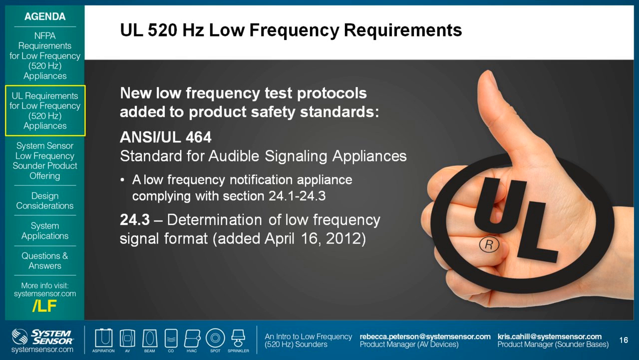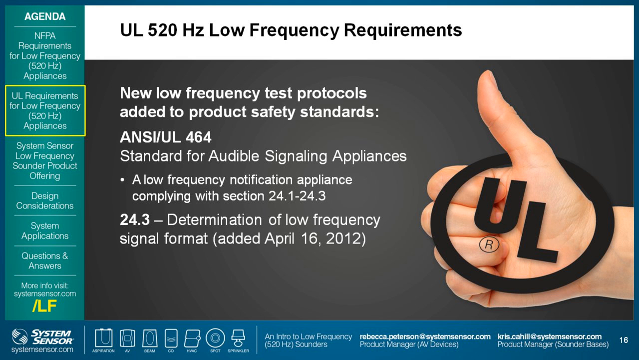So what they did is they added Section 24.3 to define the performance requirements for low-frequency devices. Now, I have the date noted here, which was April of 2012, for a reason. The first time that the low-frequency requirement information was published was in 2009, when they released the 2010 edition of NFPA 72. It took UL approximately 3 years to develop their performance requirements as well as their test equipment to evaluate and list products as low-frequency devices.